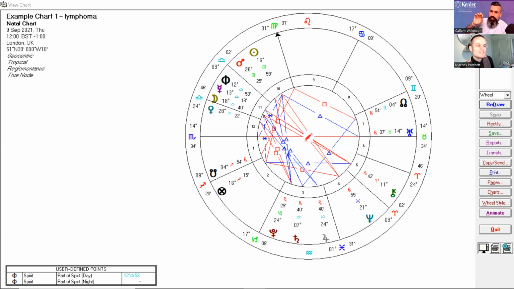So quick question about house systems. Are you using particular ones, or what is the room? Very good point, Callum. Yeah, because what I use is Regiomontanus. Okay. So I use the quadrant system Regiomontanus.